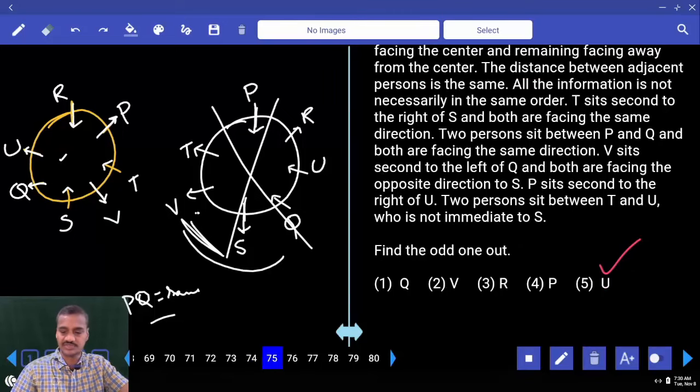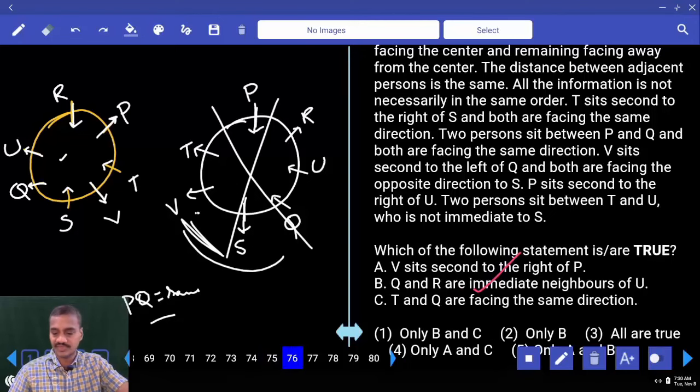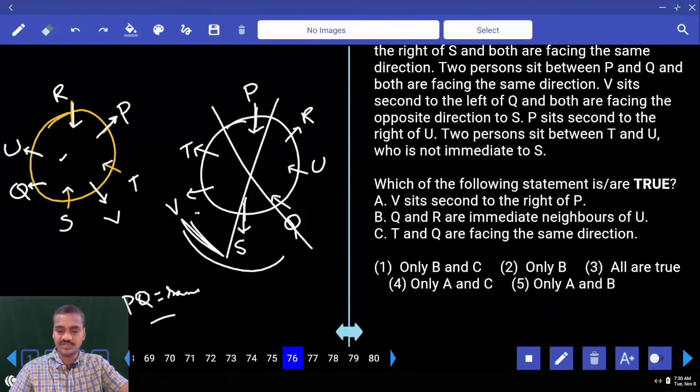Choice 3 for question number 74. And find the odd one here: Q, V, R, P and U. Now Q, V, R, P and U. Q is away, V is away, P is away, U is away, R is towards the center. Choice 3 for question 75. And which of the following statements is true?